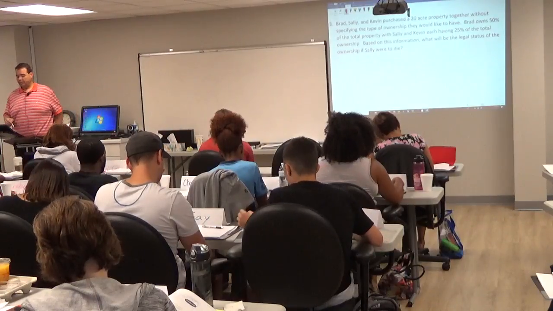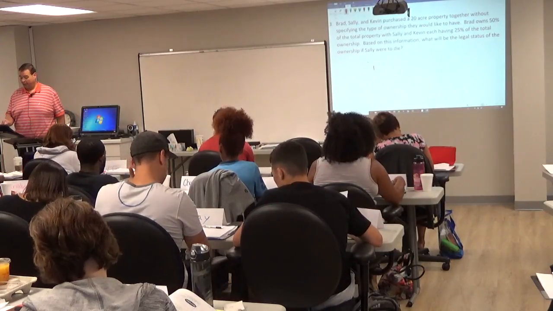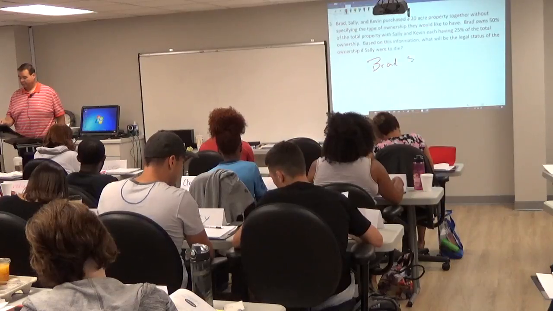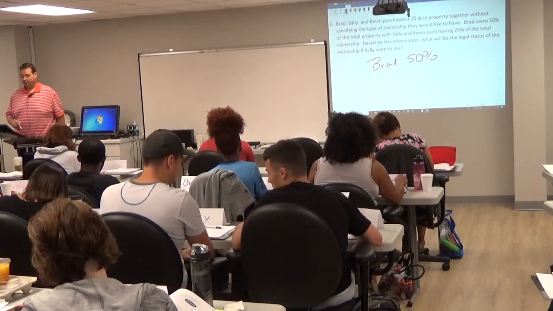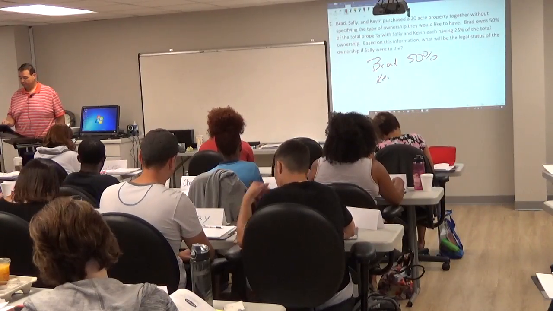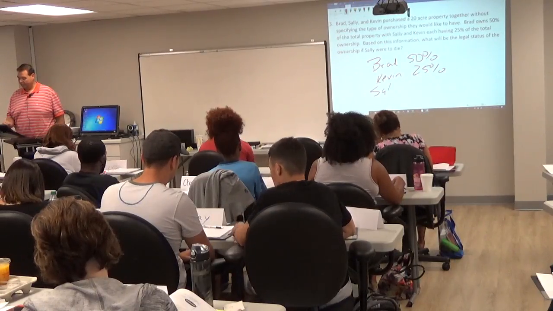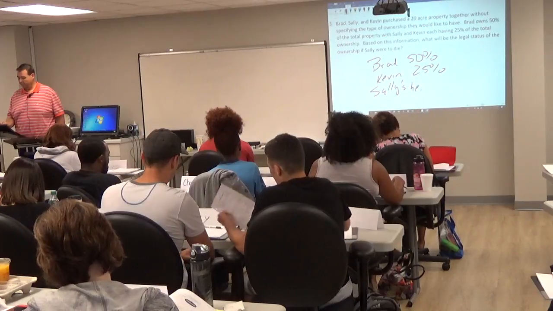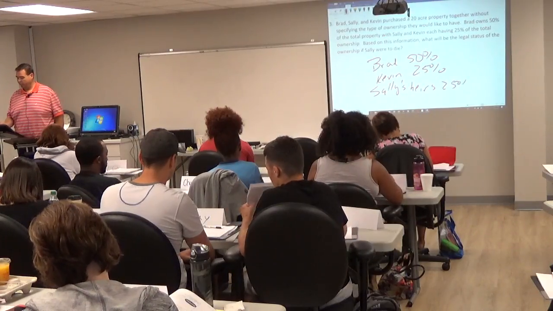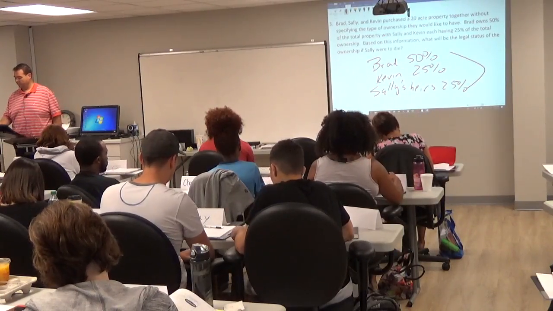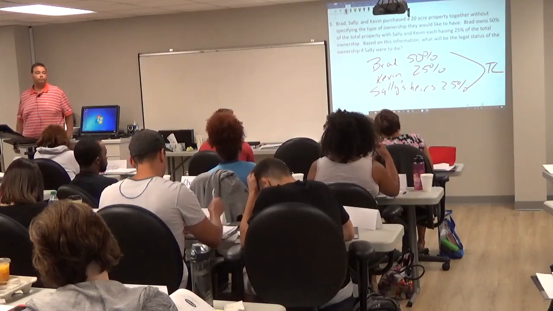So the legal status of ownership is going to be that Brad has what? His 50%. Kevin has what? His 25%. And then Sally's heirs have 25%. And they are all what with each other? Tenants in common.